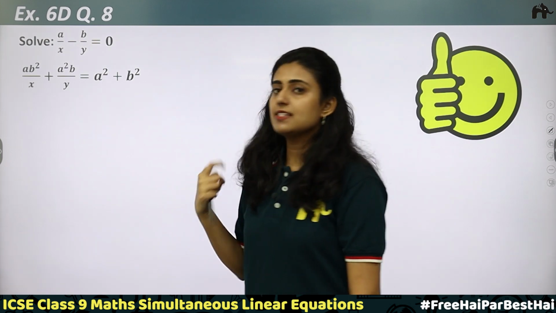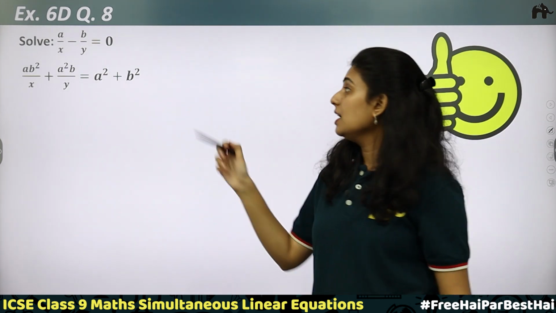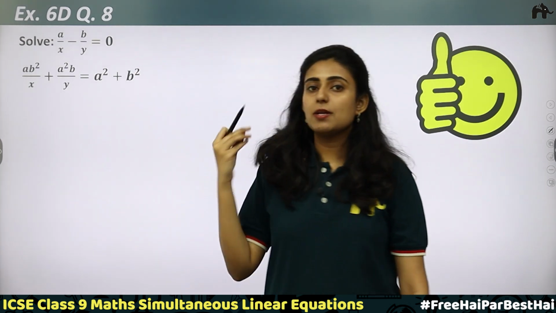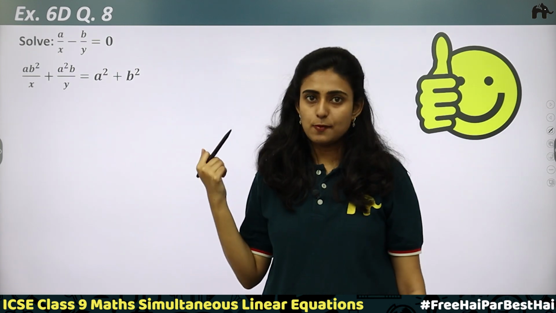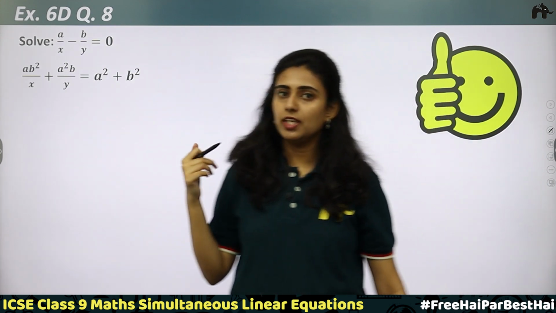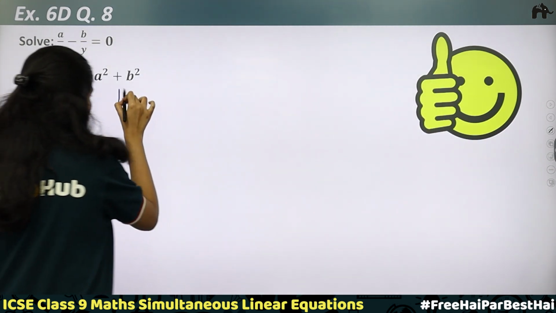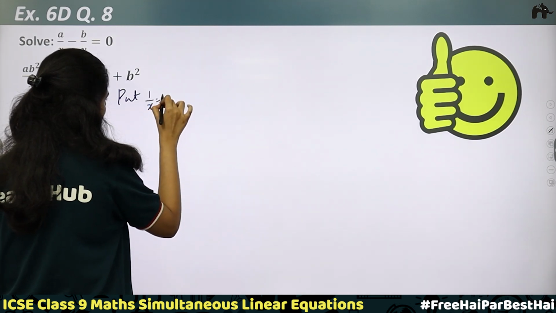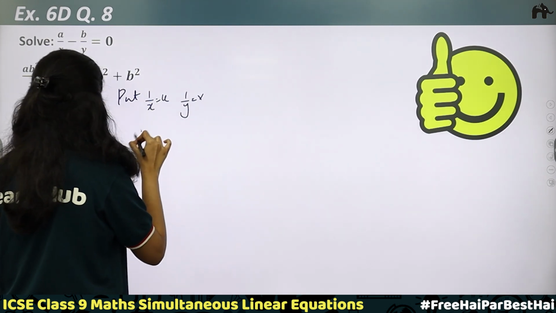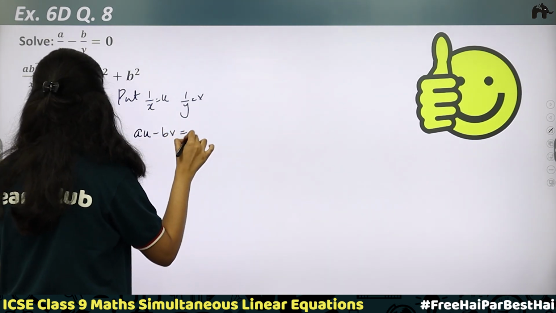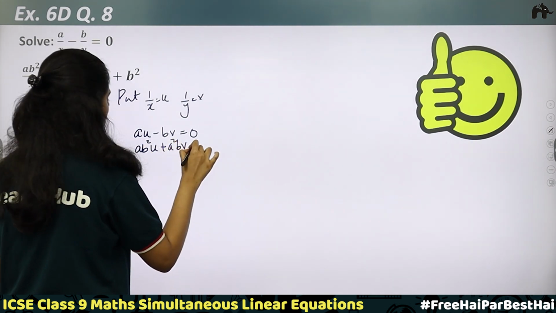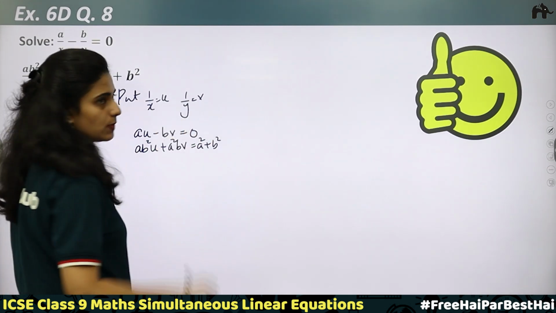Now, you cannot put 1 by x is equal to a and 1 by y is equal to b, because here we already have a and b. The expressions are in terms of a and b. So, what we can do is 1 by x is equal to m, 1 by y is equal to n is possible, or 1 by x is equal to u, 1 by y is equal to v. This is possible. Any of these you can take. So, put 1 by x is equal to u, 1 by y is equal to v. Then the expressions become au minus bv equal to 0, ab square u plus a square bv equal to a square plus b square.